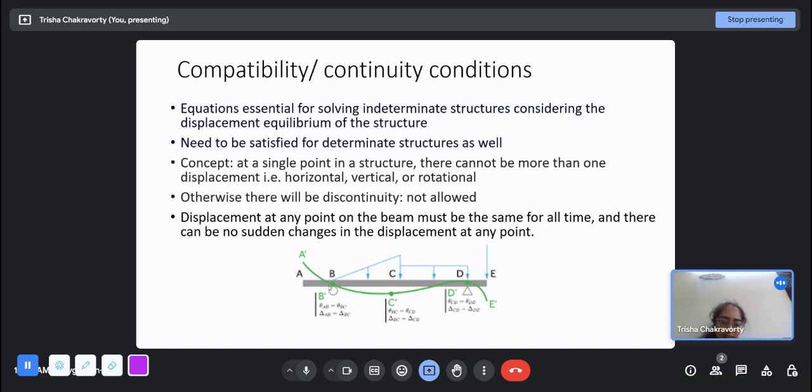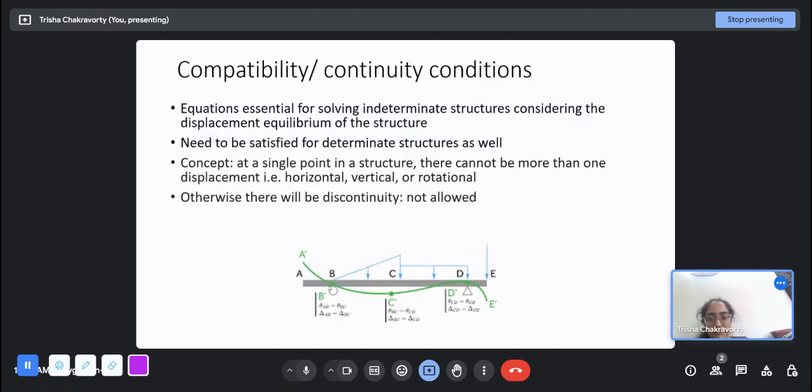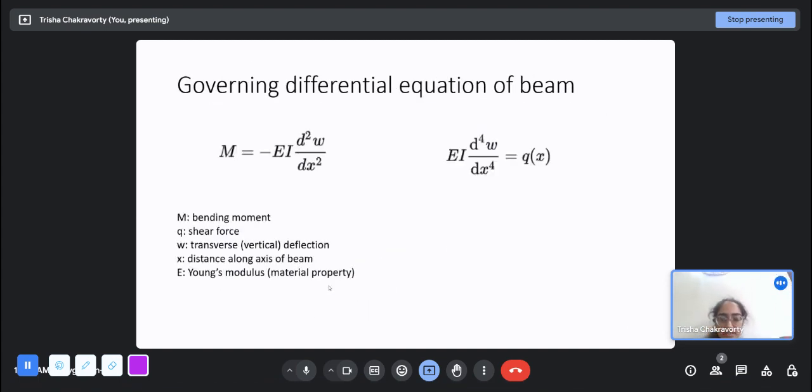Displacement at any point on the beam must be the same for all time, and there can be no sudden changes in the displacement at a point. There can be no jump. For example, in a shear force or bending moment diagram, there are jumps. When there is a concentrated force, the shear force diagram will show a jump, but for displacement or rotation, that is not allowed.